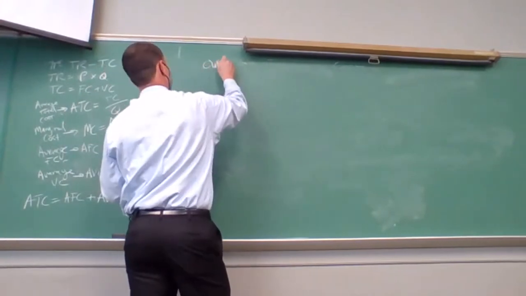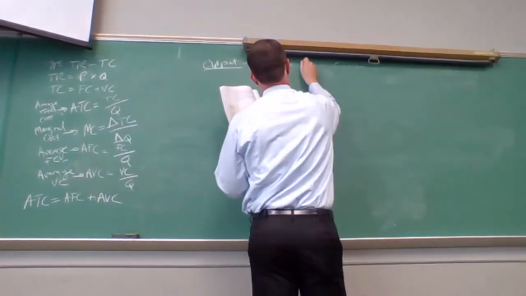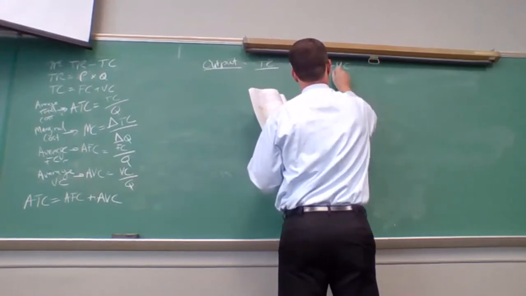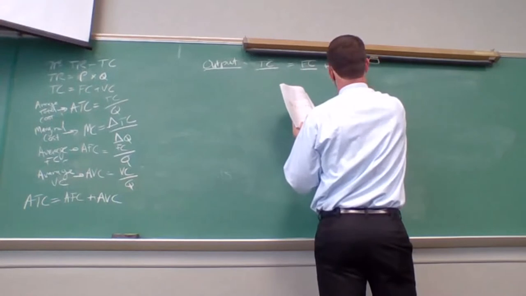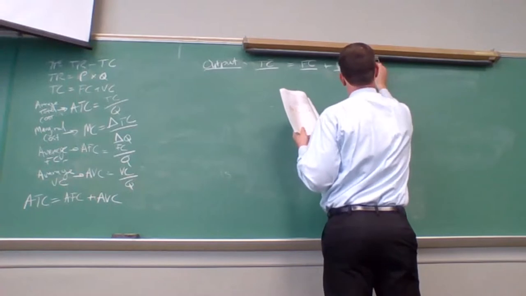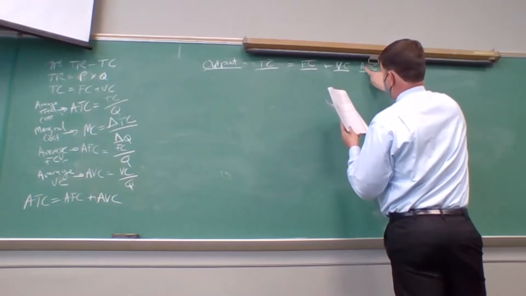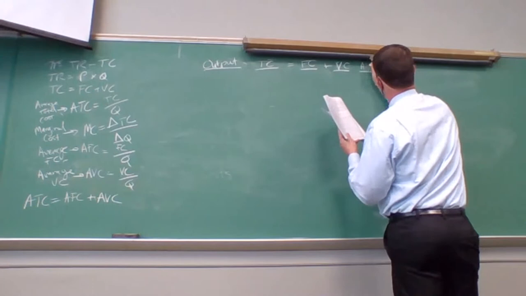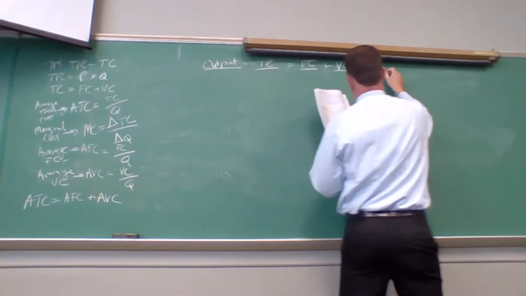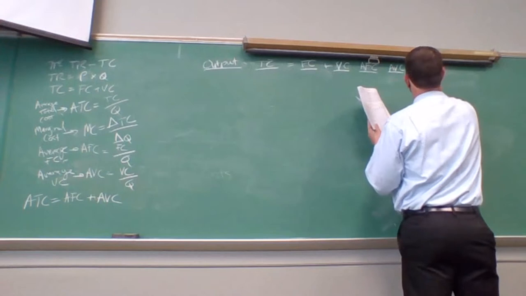Let's look at output. Let's look at total cost, which is just fixed cost plus variable cost. This is table two. Let's look at average variable cost. Then average fixed cost, AFC. Average variable cost. And then average total cost.